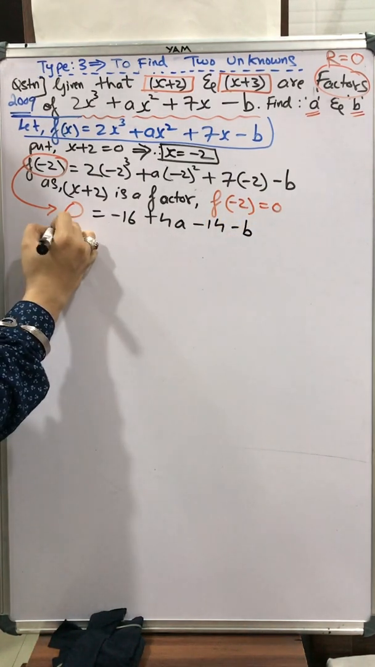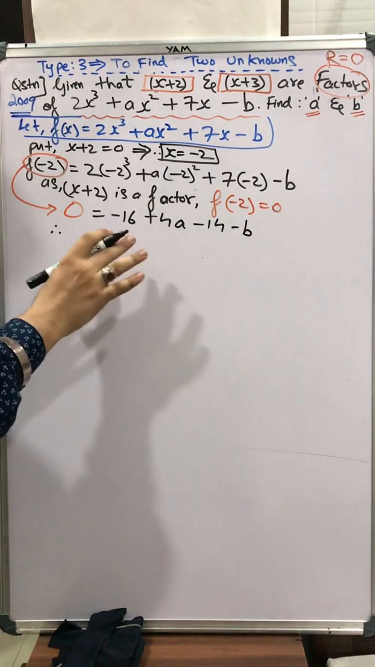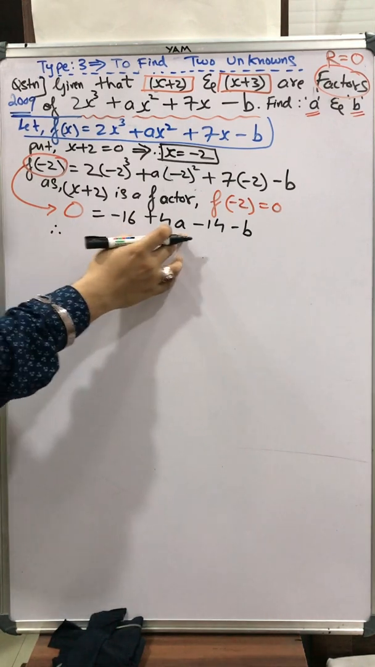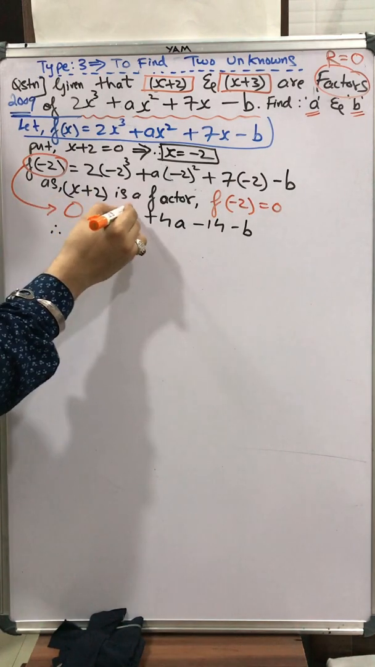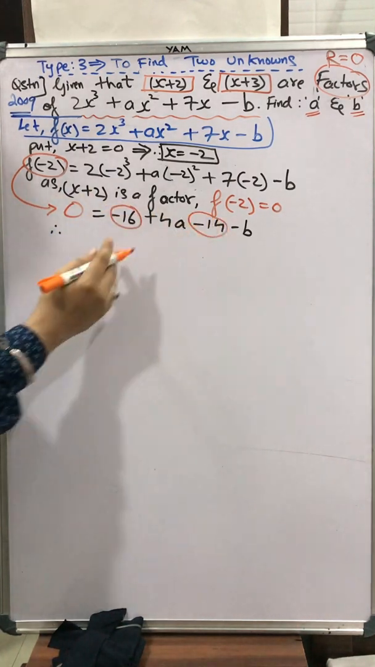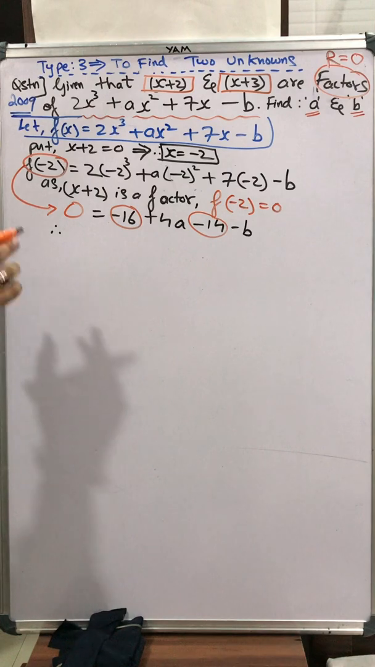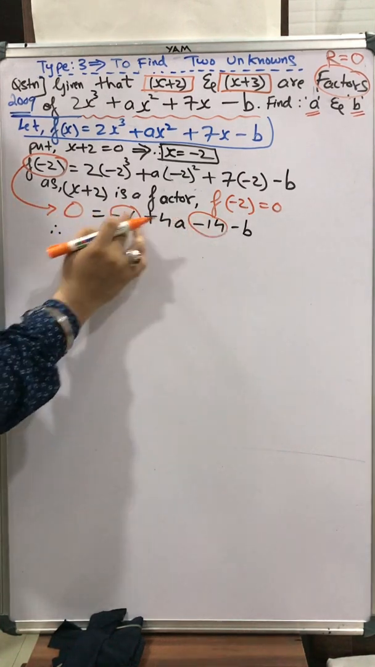Therefore, now let's keep the variables 4a and b over here only. What is the answer of minus 16 and minus 14? Minus minus will become plus, but the sign of the greater number, which is minus, so it becomes minus 30.